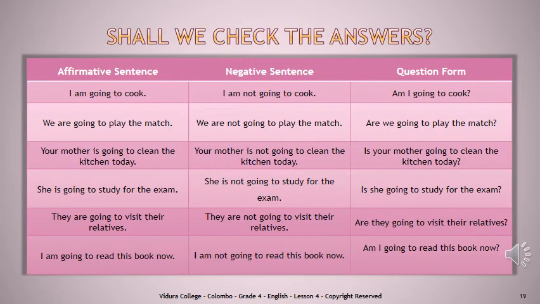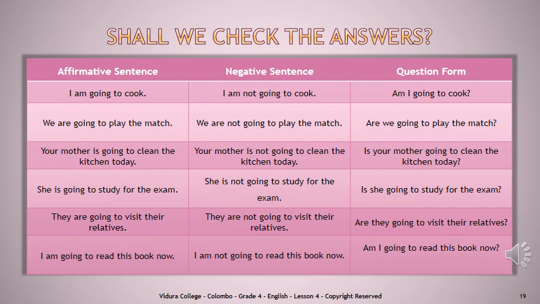My dear children, shall we check the answers? First sentence, I am going to cook. What is the negative sentence? I am not going to cook. What is the question form? Am I going to cook? Second one, we are going to play the match. Negative sentence, we are not going to play the match. Question form, are we going to play the match?